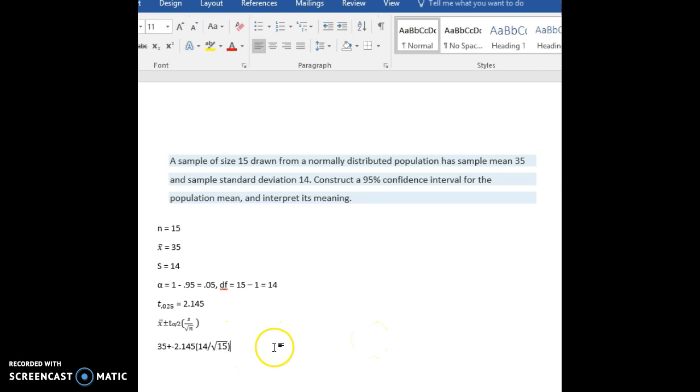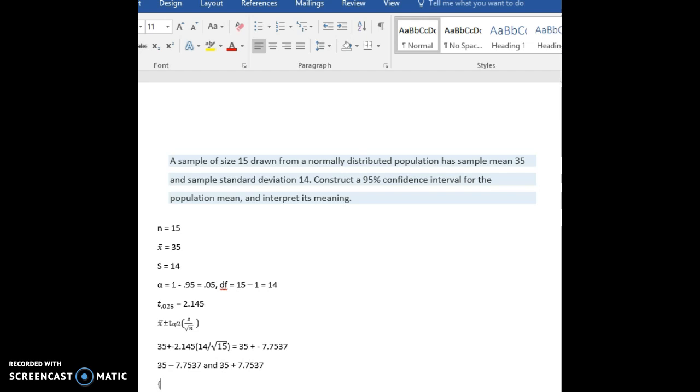All right, and now let's put this into the calculator. That gives us 35 plus and minus 7.7537. All right, and now let's break this up into its two endpoints, 35 minus 7.7537 and 35 plus 7.7537.